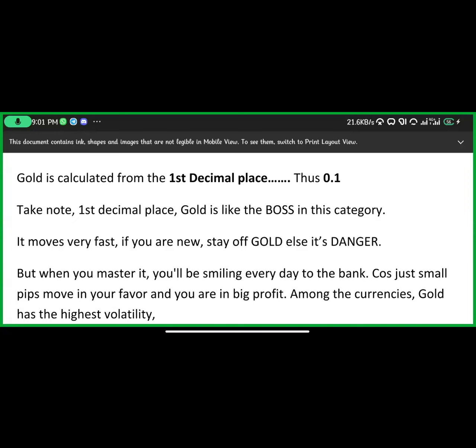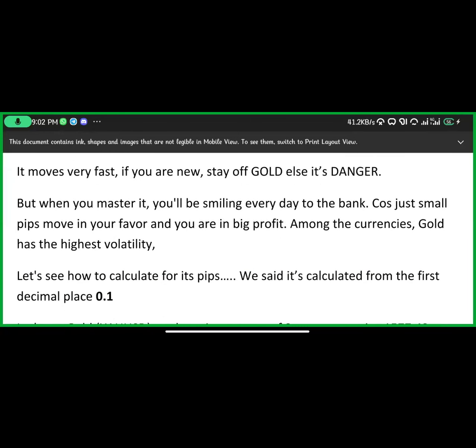So it moves very fast. If you are new, stay off gold or else it's danger. But when you master it, you'll be smiling every day to your bank. You'll be smiling every day. Because just small pips or small move in your favor, you are in big profits. Among currencies, gold has the highest volatility.